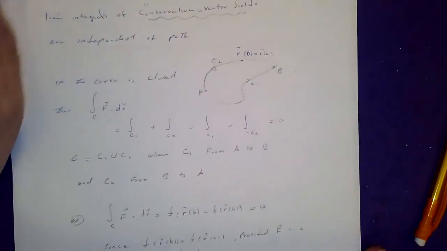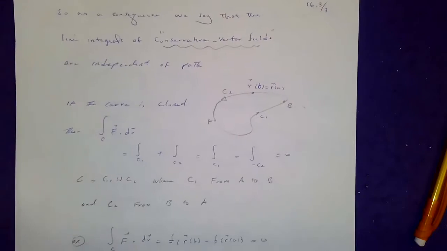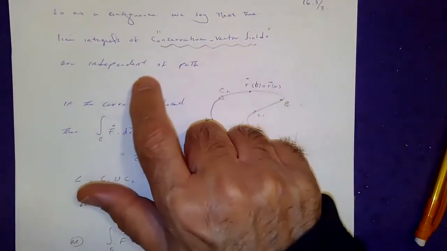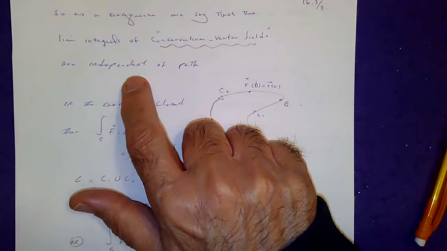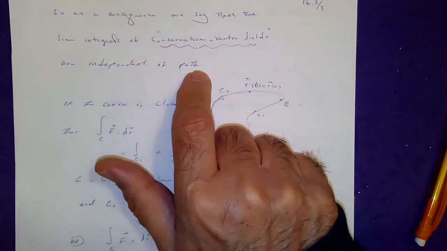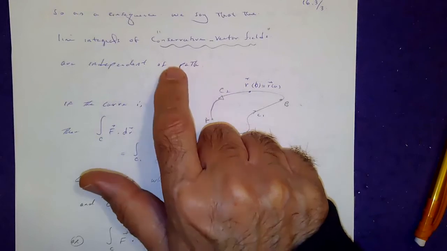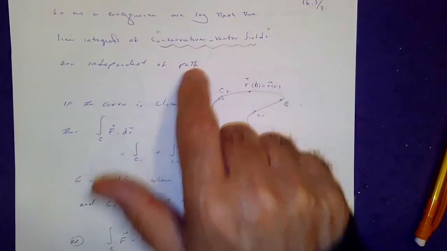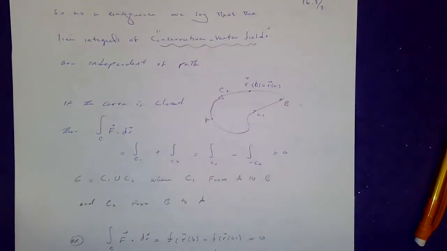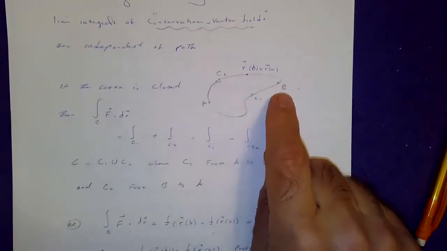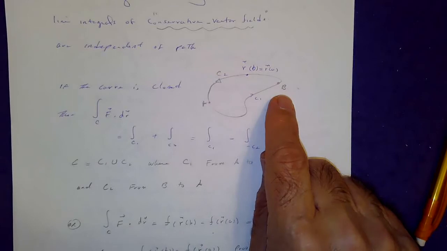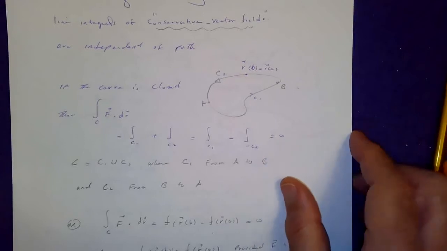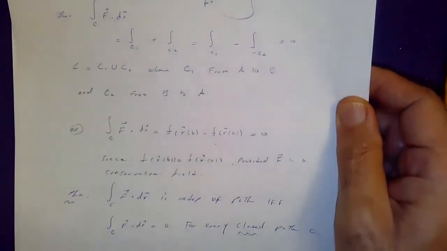So the consequence of this story is that line integrals of conservative vector fields are independent of the path. So if the curve is closed, then the line integral is zero. Why is that? Because what?